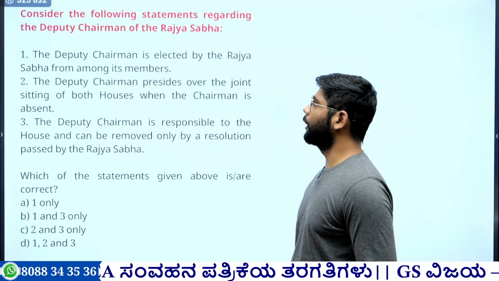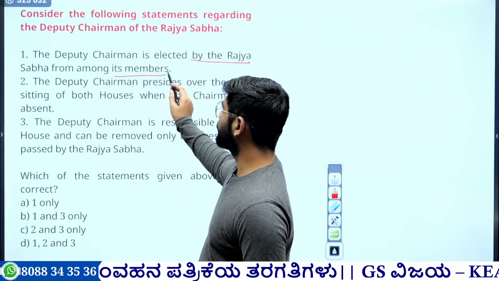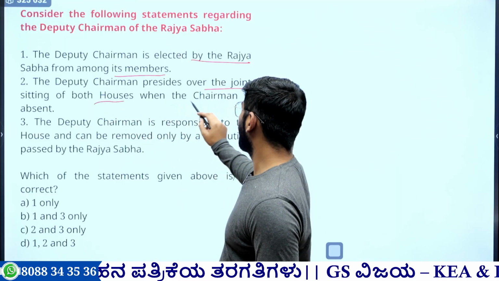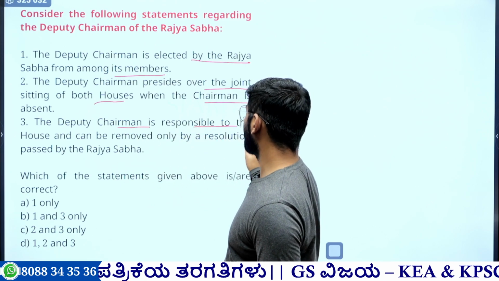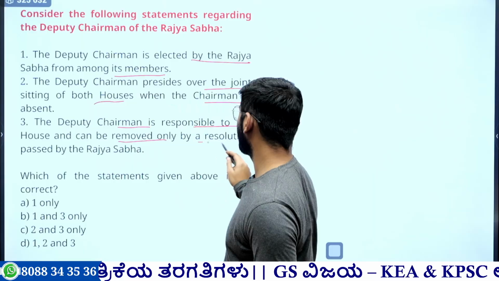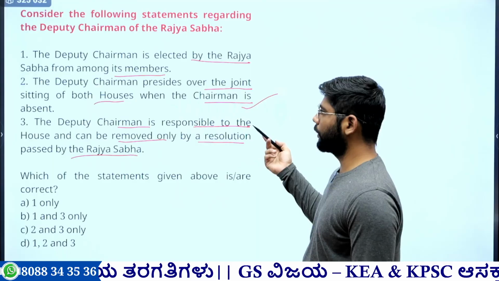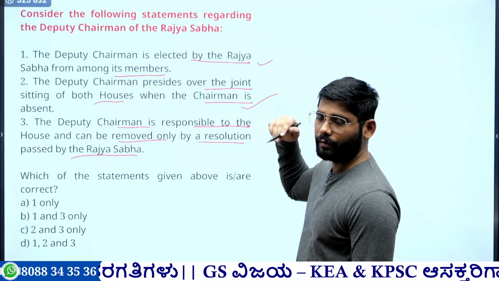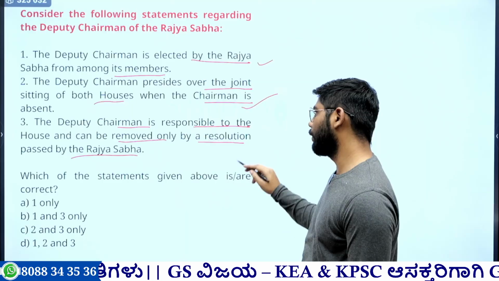This is again about the Deputy Chairman of Rajya Sabha. The Deputy Chairman is elected from the Rajya Sabha among its members. The Deputy Chairman presides over a joint sitting of both houses when the Chairman is absent. Then the Deputy Chairman is responsible to the house and can be removed only by a resolution passed by the Rajya Sabha. This statement I told just now, so this is correct. Then Deputy Chairman elected: yes, he is elected from the members of Rajya Sabha. Last one, responsible to the house and removed only by resolution.